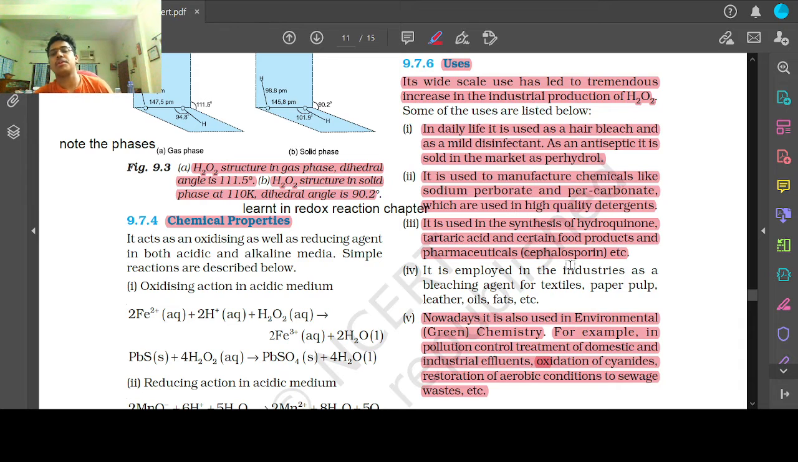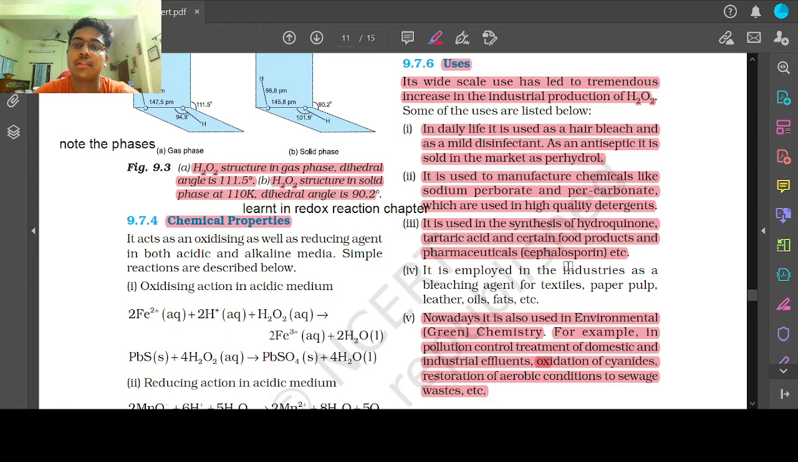So cephalosporin, okay. This is the thing. So it is used in the synthesis of hydroquinone, tartaric acid, certain food products and pharmaceuticals. So let me sum up the uses. In daily life, it is used as a hair bleach. It is a mild disinfectant. It is used as an antiseptic in the form of perhydrol.